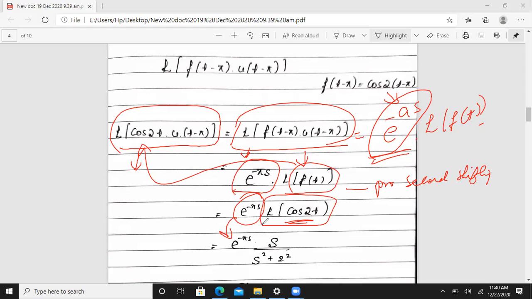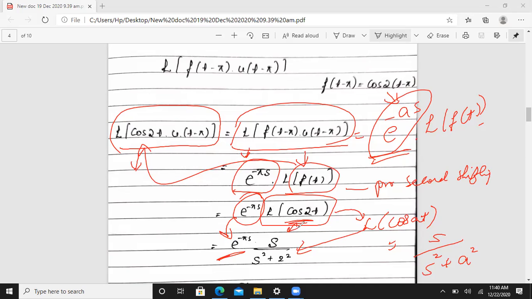And you know already Laplace transformation of cos at. Okay, the Laplace transformation of cos at formula is s divided by s square plus a square. So using this formula I will write here e to the power minus pi s as it is, and this function I will write as s divided by s square plus 2 square.